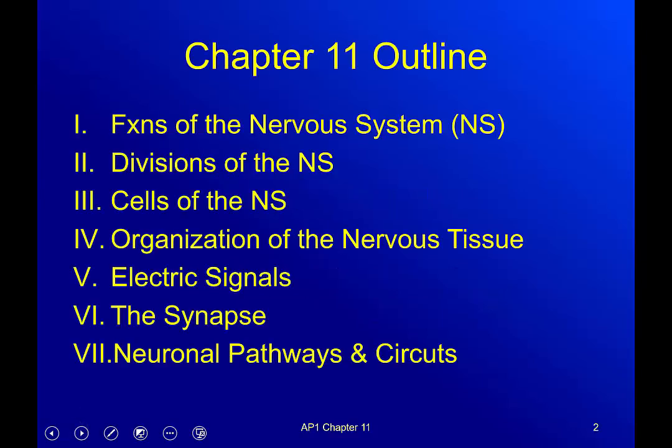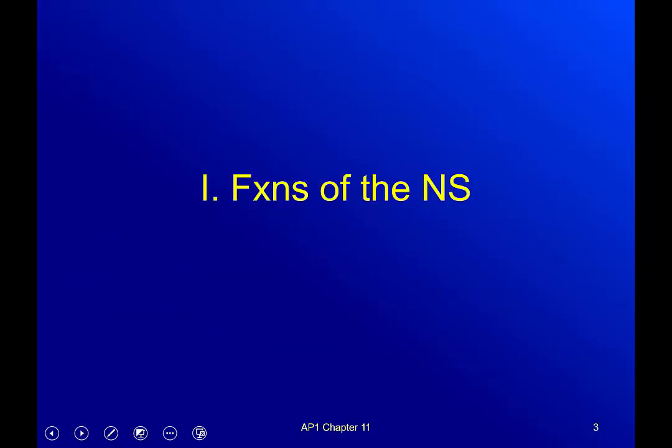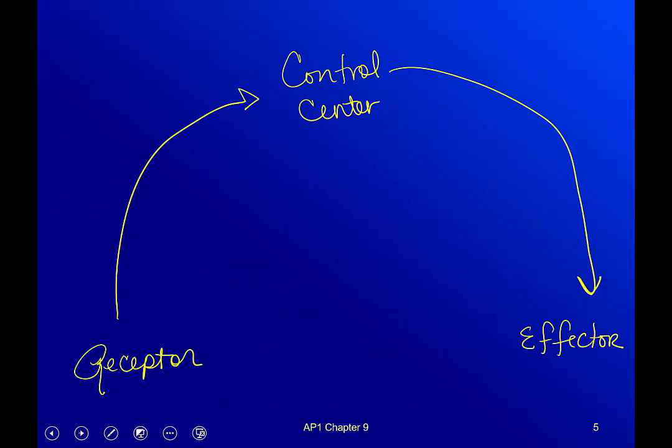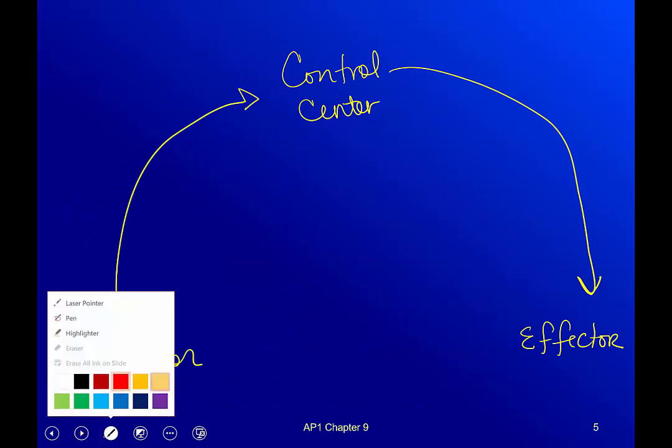So, the outline of the chapter is normal. The functions of the nervous system. The first three functions of the nervous system are sensory input, integration, and the control of muscles and glands. This is actually very similar to something else that we've already discussed.